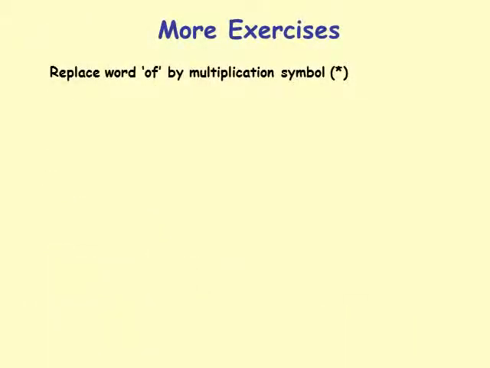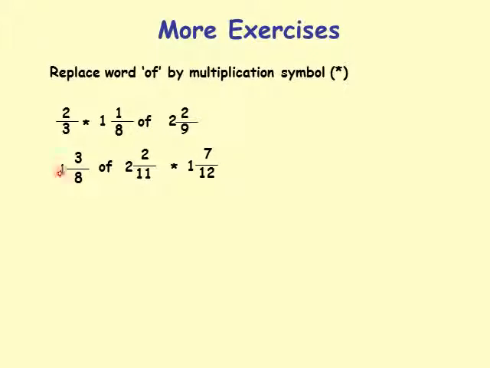Now, do some more exercises here. We have 2/3 times 1 and 1/8 times 2 and 2/9. That's the first exercise. The next exercise is 1 and 3/8 times 2 and 2/11 multiplied by 1 and 7/12. Next exercise is 4 divided by 67 times 201 divided by 19 times 9 whole number and 21 over 42 as the fraction part.